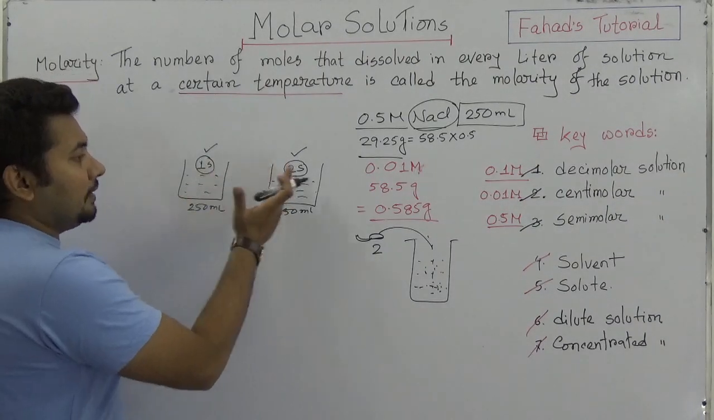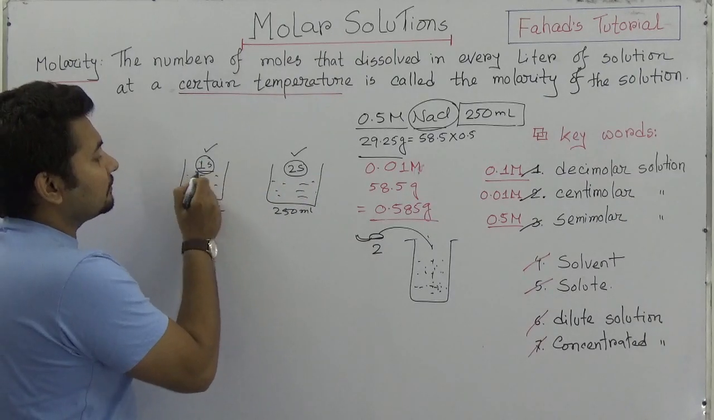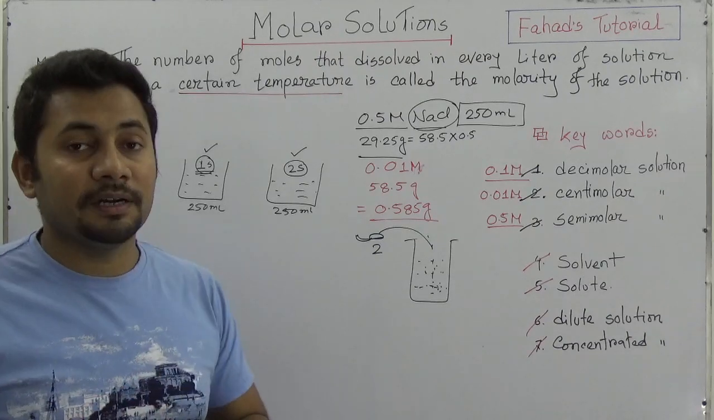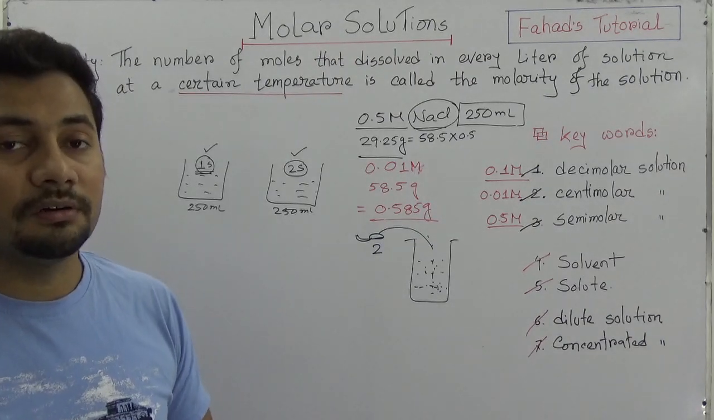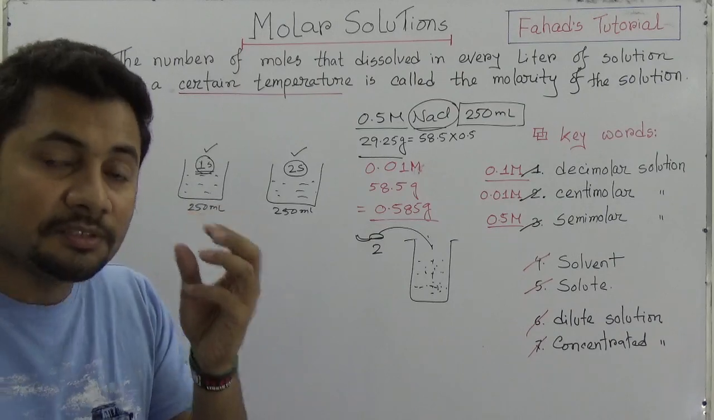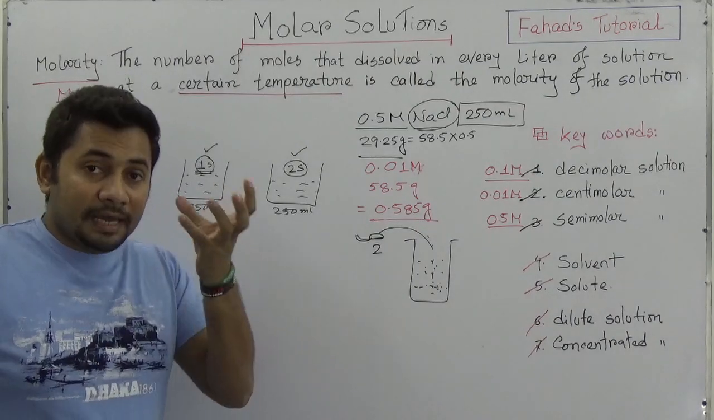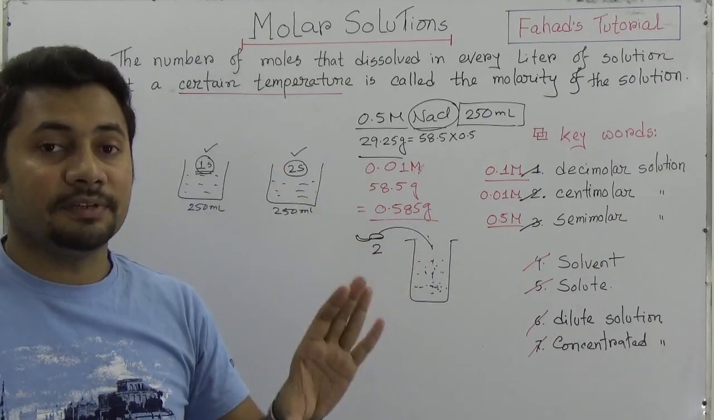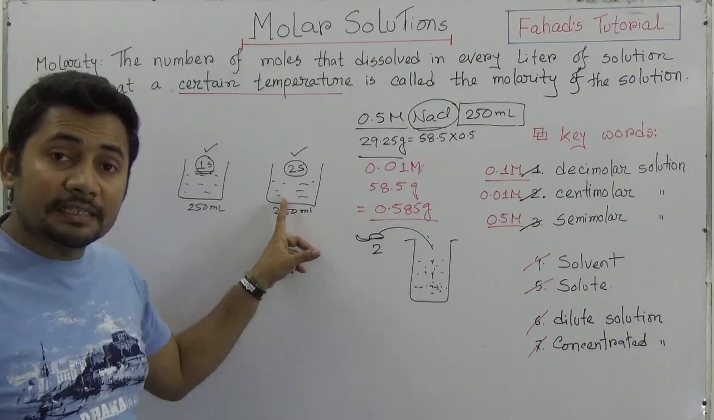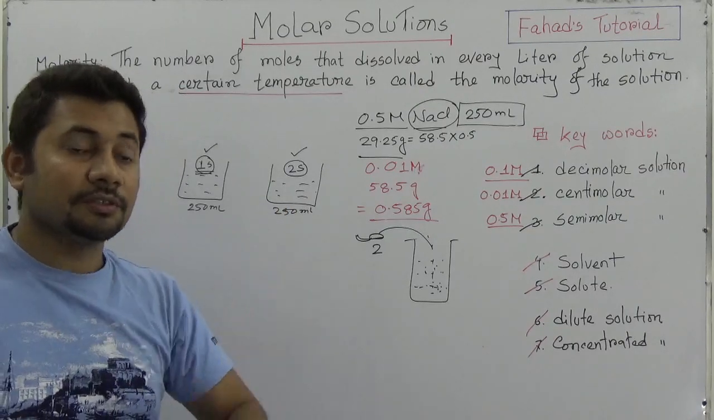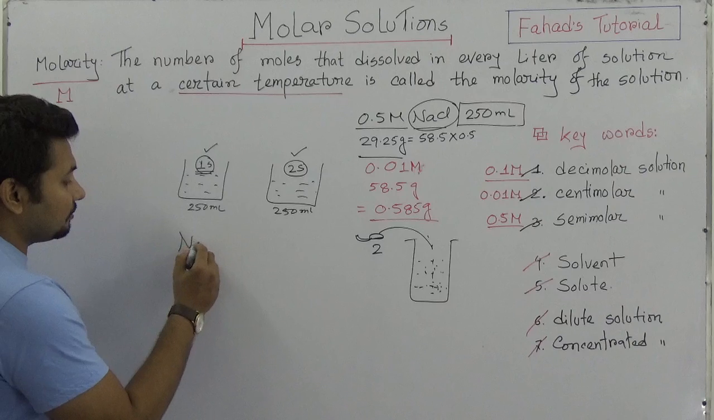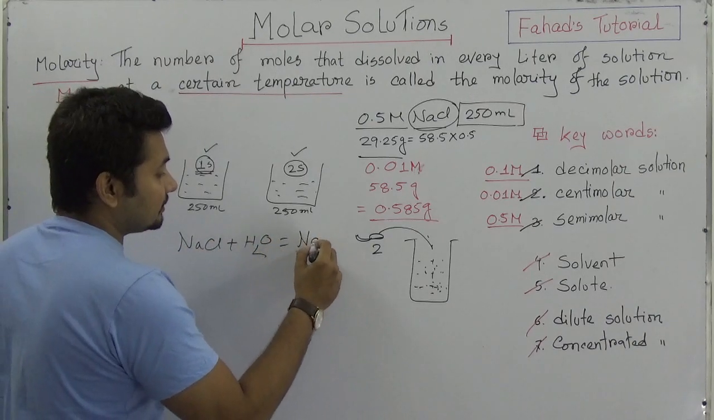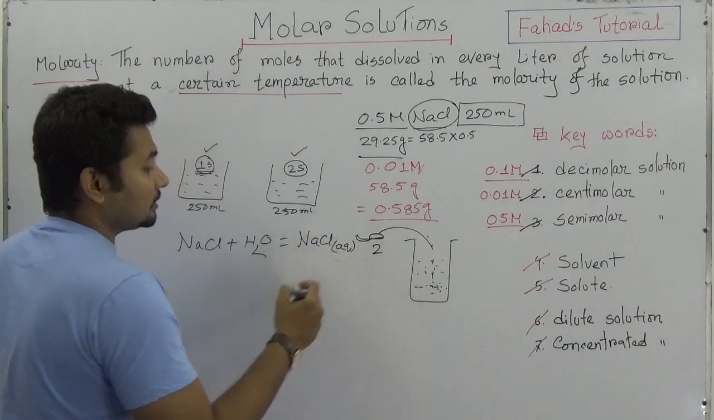But you see, the amount of solute is less here. So that is why there is no standard cutoff mark for being a dilute solution or a concentrated solution. But usually if the mass of the solute is higher, then that solution is called a concentrated solution. And as it is an aqueous solution, we usually say that when sodium chloride is mixed with water, it creates a sodium chloride aqueous solution.